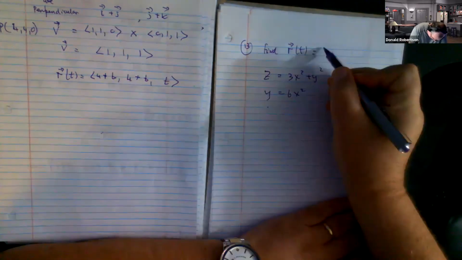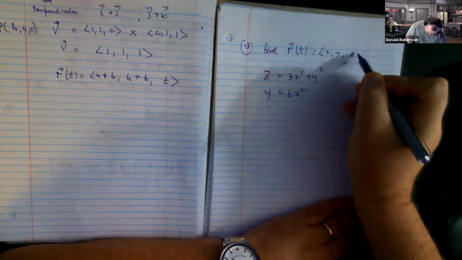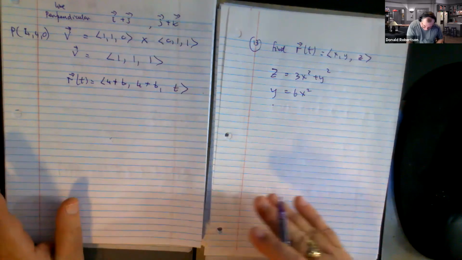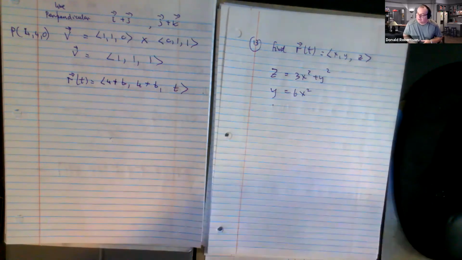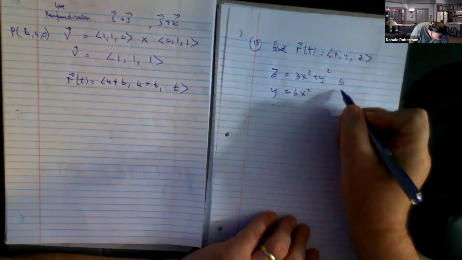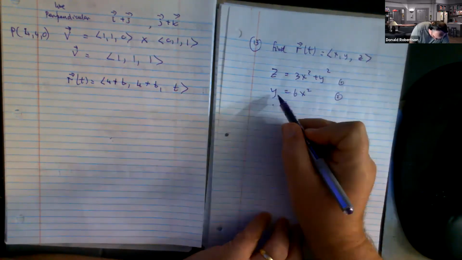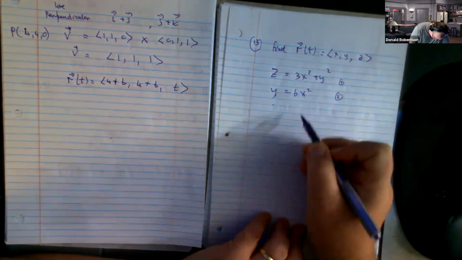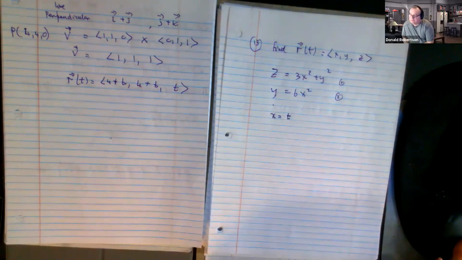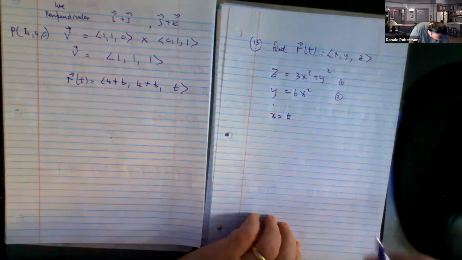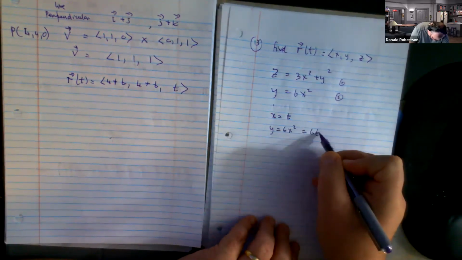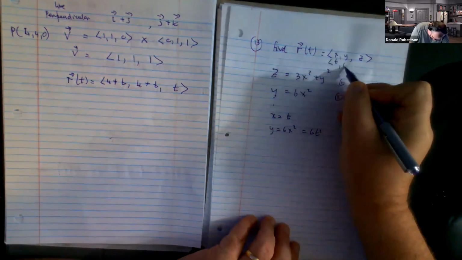So it's basically got an x, a y, and a z component, and our job is to figure out what x, y, and z are in terms of t. Space curves use t as time. So I'm going to look at equation 2, and because it's only got two variables in it, I'm focusing on this one. I am going to make x equals t. And if x is t, then because y is 6x squared, y will be 6t squared. So now I know this guy is t, and this guy is 6t squared.